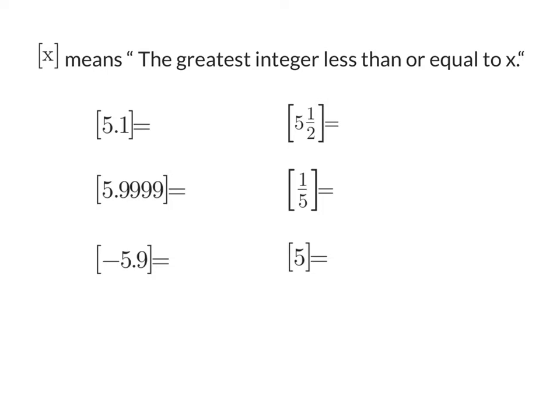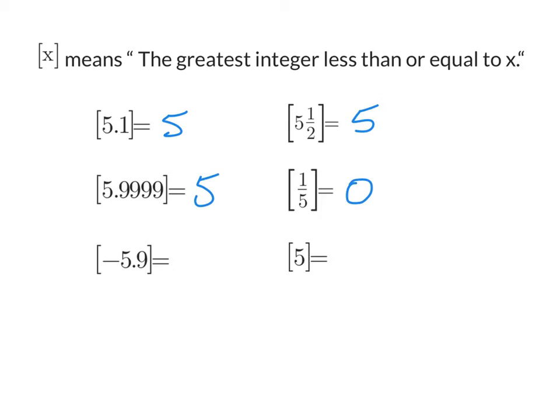So when I look at the square brackets around 5.1, that means the greatest integer that's less than or equal to 5.1, which will be 5. The greatest integer less than or equal to 5.5 is also 5. The greatest integer less than or equal to 5.9999999 is also 5. If we're dealing with a fraction like 1/5, the greatest integer less than or equal to 1/5 is going to be 0.